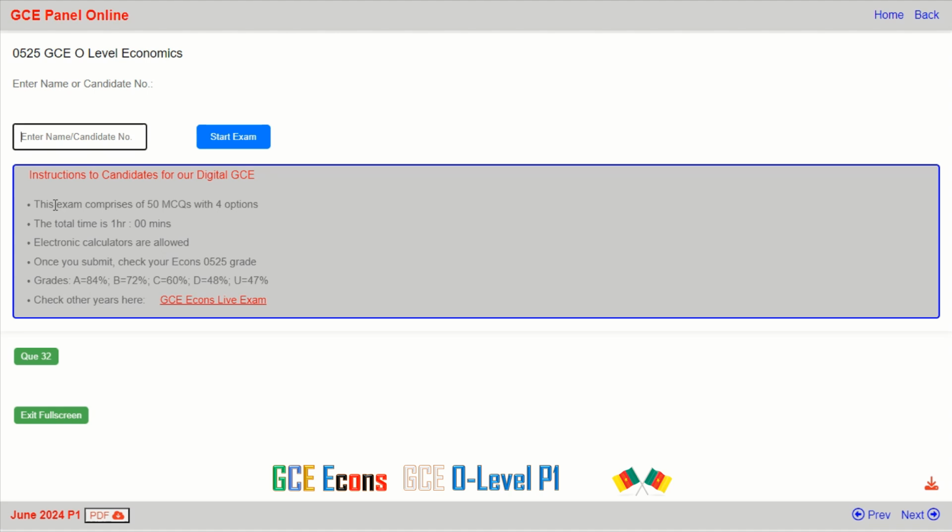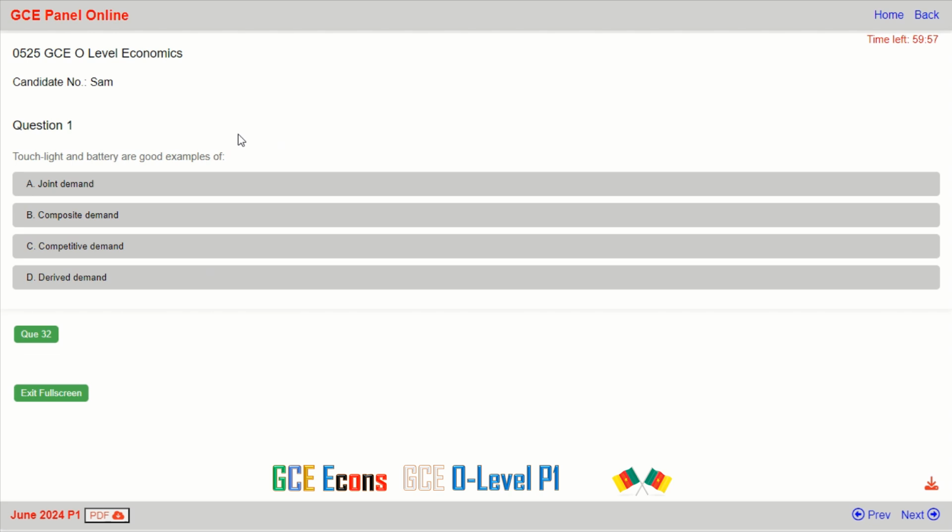The grade allocation is as follows. We have 84% for A grade, 72% for B grade, C grade is 60%, D grade is from 48% and above, sorry. And if you have anything less than 47%, you have a U grade. It's a fail. So to begin in this platform, you just enter any name. Let me just say Sam, and you can start the exam.